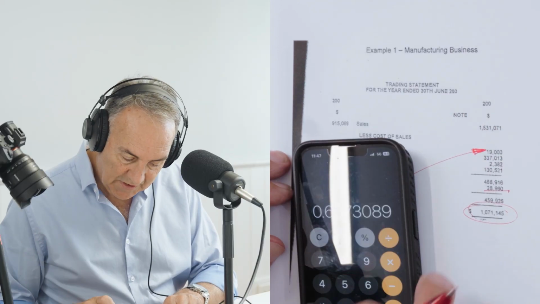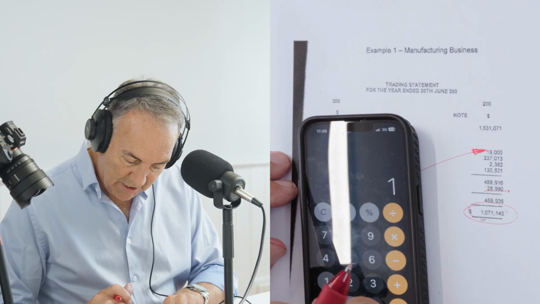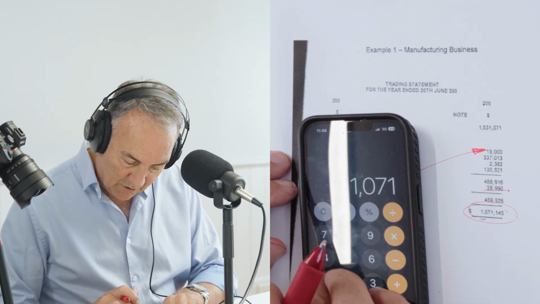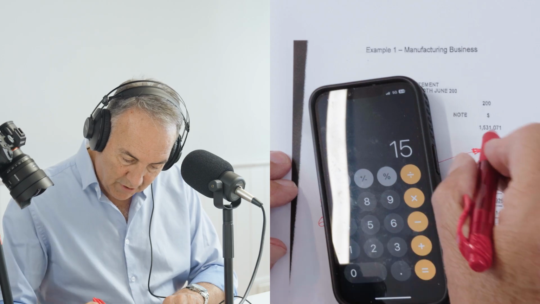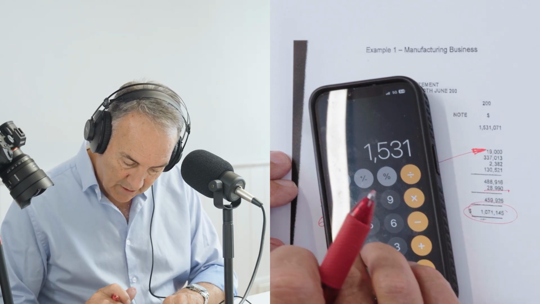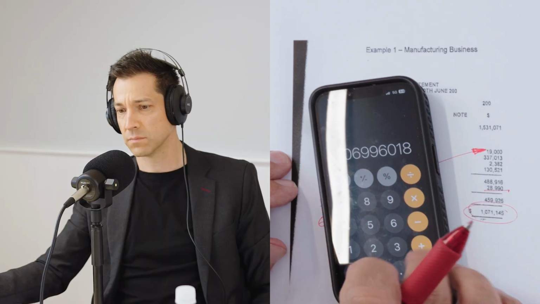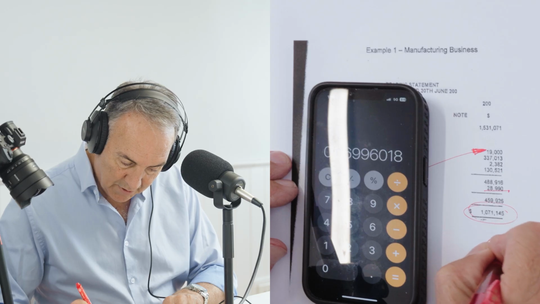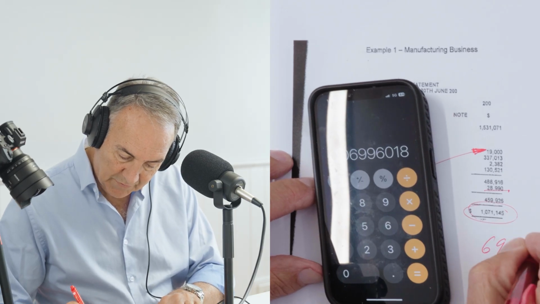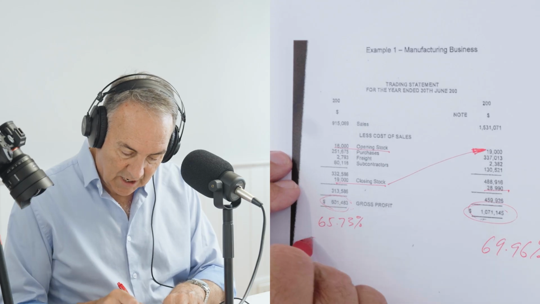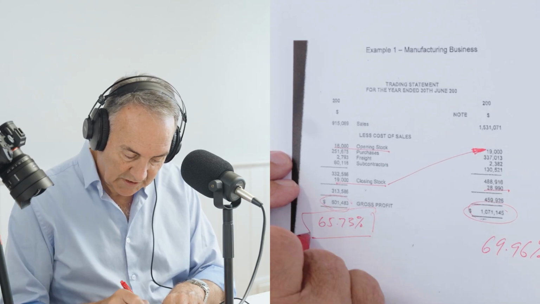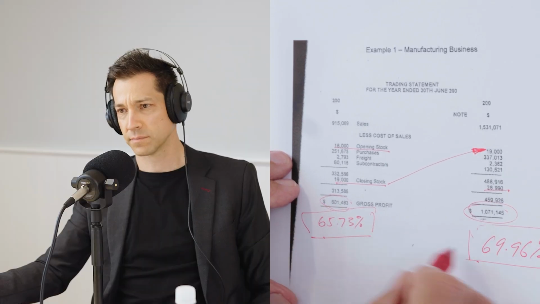Let's compare that with the second year, which is $1,071,145 divided by 1,531,071, and that's 69.96%. Can everyone see that? So now we can say, okay, the gross profit in the first year was 65%. In the second year, it was 69%.